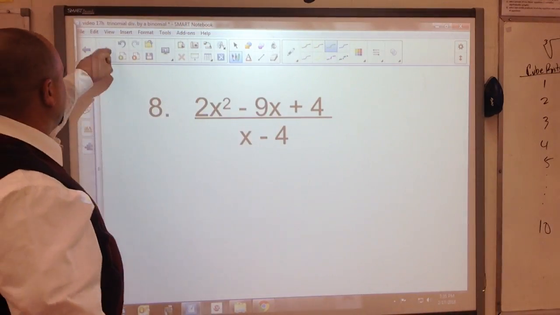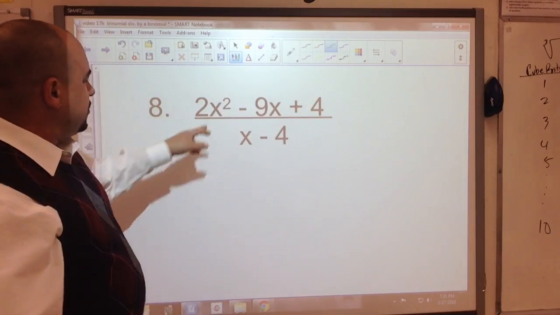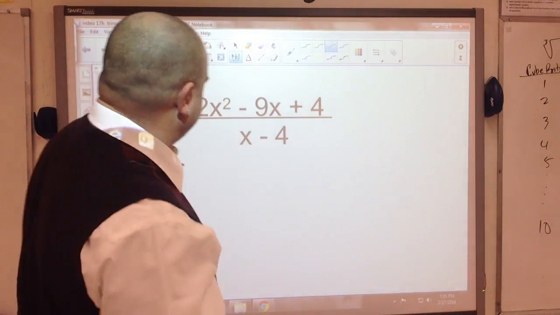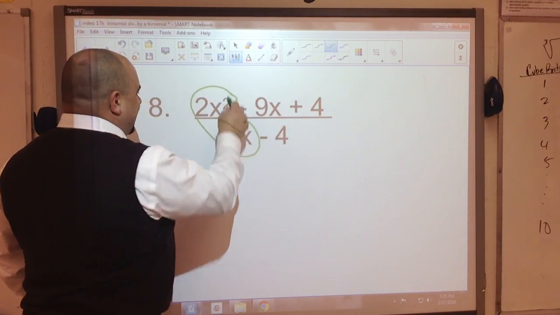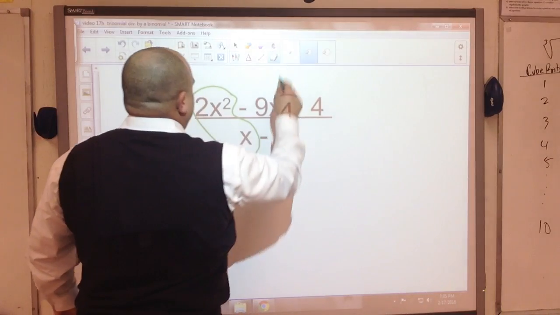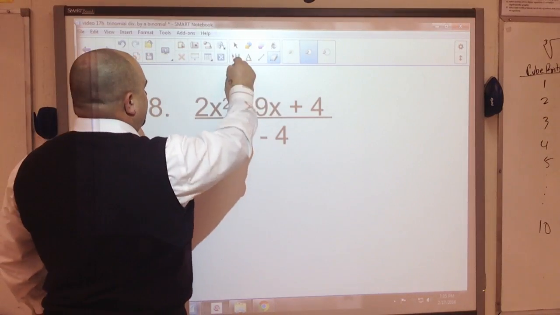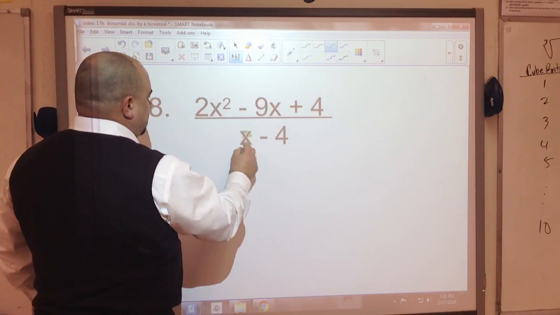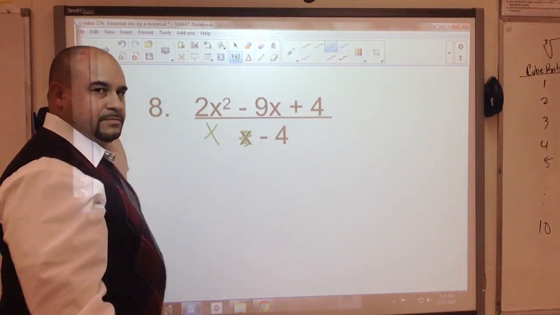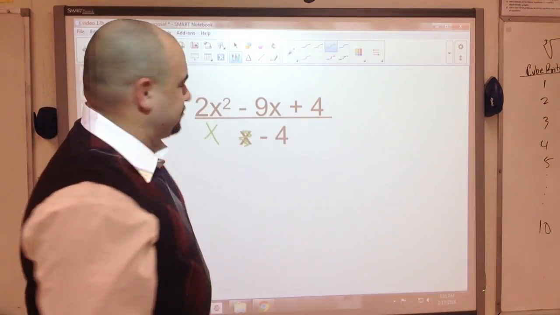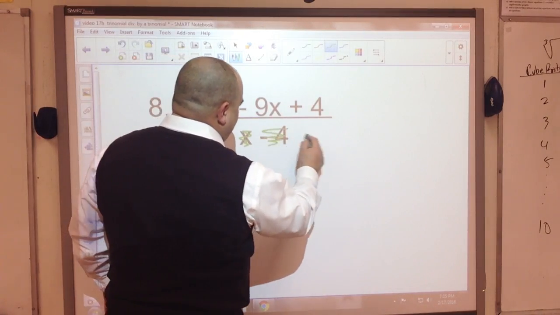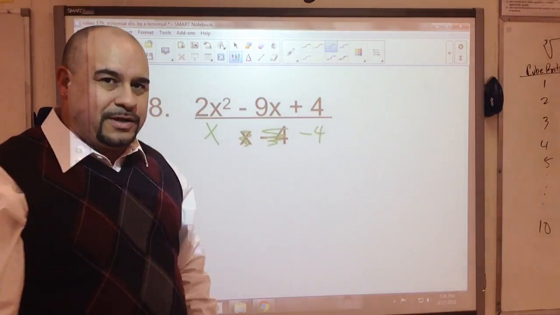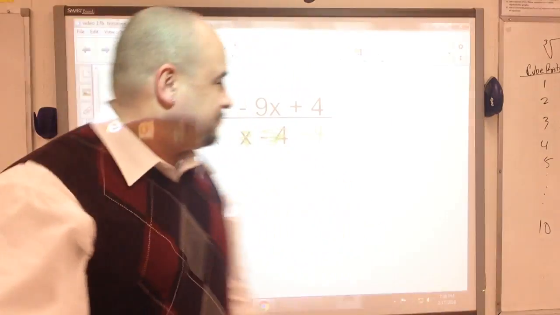I think we have 2 more. So let's see if we can do these real quick. Now, if you don't like to do this little drawing that I do, that's okay. You can just move this little x here to underneath. I don't have a problem with that. If you have a little problem with this negative 4 being so far away, bring it underneath. Guess what? I don't have a problem with that either.